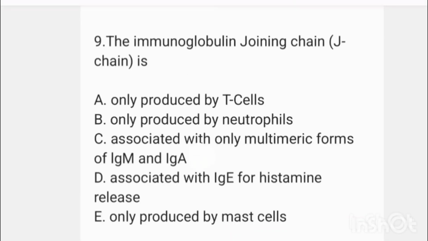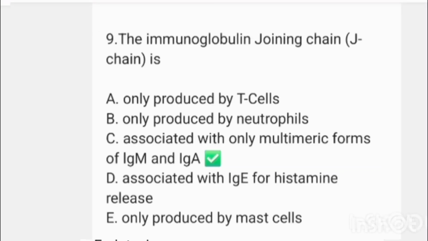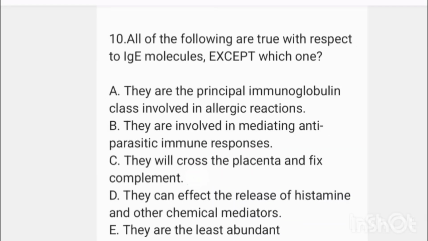Ninth question. The immunoglobulin joining chain, that is the J chain, is A. Only produced by T cells, B. Only produced by neutrophils, C. Associated with only multimeric forms of IgM and IgA, D. Associated with IgE for histamine release, E. Only produced by mast cells. So the answer is option C. Associated with only multimeric forms of IgM and IgA.